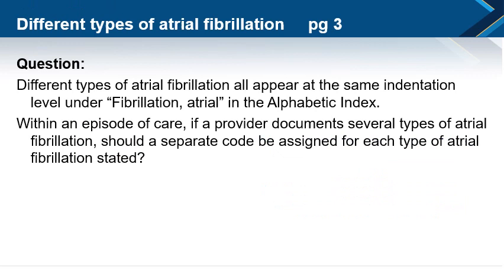Different types of atrial fibrillation. Our next atrial fibrillation question and answer addressed a commonly encountered issue. Different types of atrial fibrillation all appear at the same indentation level under fibrillation, atrial in the alphabetic index as subterms. Within an episode of care, if a provider documents several types of atrial fibrillation, should a separate code be assigned for each type of the atrial fibrillation that is documented?